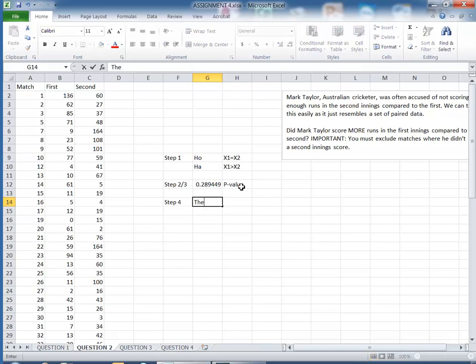The p-value is greater than 0.05, therefore we accept the null hypothesis. Right, we don't have enough evidence to reject it. The probability that they're the same is too high to reject it, therefore we accept it. Therefore Mark Taylor did not score significantly more runs in the second innings.